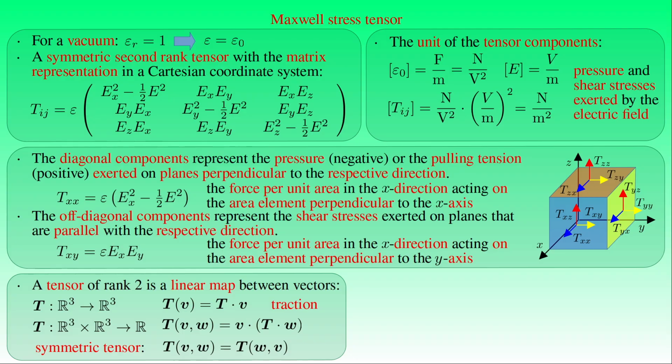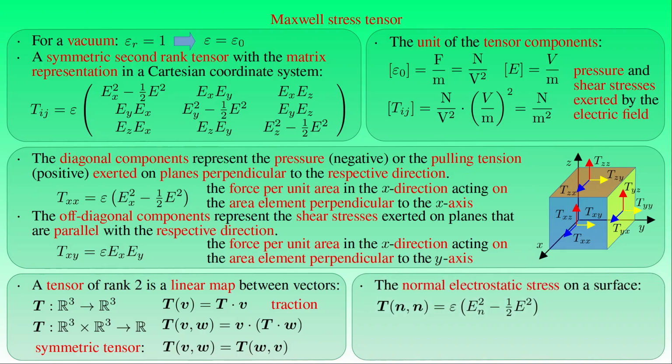This symmetry has a deep physical meaning, as we will see when we evaluate this second-rank tensor at unit vectors pointing into arbitrary directions. If we evaluate the stress tensor T at a normal vector n to an area element, then we obtain the normal electrostatic stress or traction acting on that area element. Its explicit form is given by the absolute permittivity epsilon of the medium surrounding the area element, times the difference between the square of the normal component of the electric field strength E to the area element, and 1 over 2 times the square of the field strength E. Again, by expanding the parentheses we obtain two terms describing the longitudinal tension and the isotropic pressure exerted on the area element by the field.